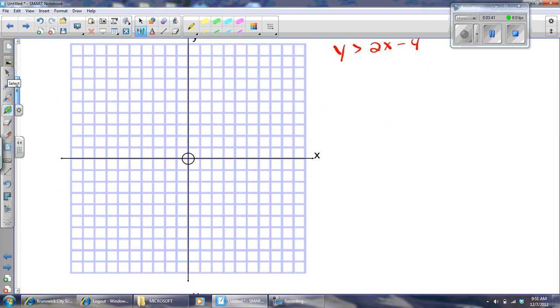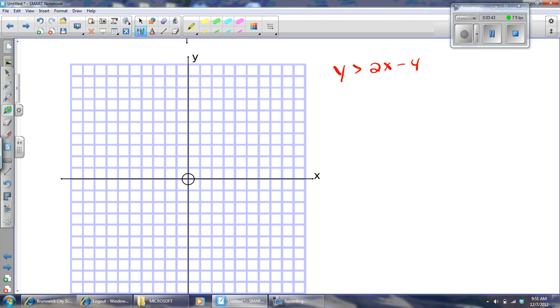Okay, let's look at problem number 2. All right, this time I'm in slope-intercept form, and I see that the slope is 2 over 1. The y-intercept is negative 4. So 1, 2, 3, 4. And we're going to rise 2, run 1, right?